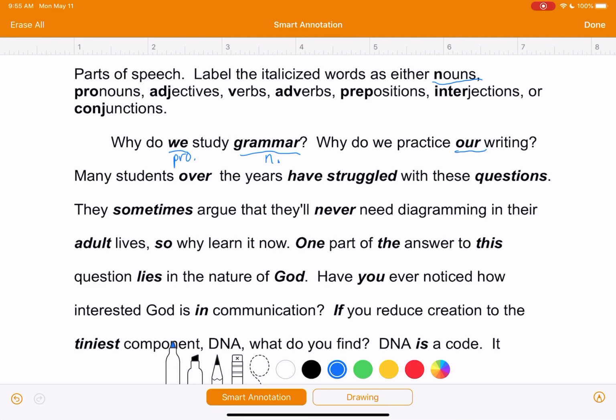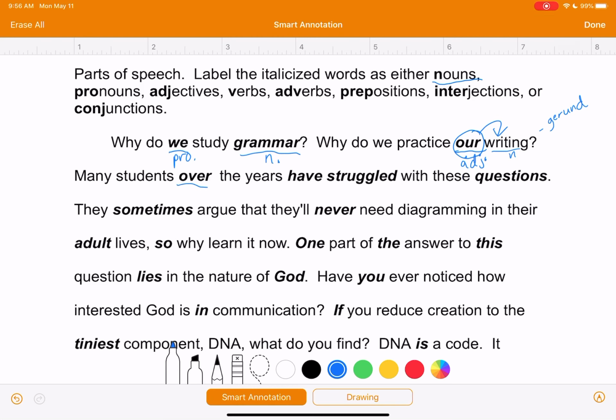Okay, why do we practice our writing? A lot of times when you're trying to figure out what a word is doing, look at the words nearby. Is this word modifying something nearby? Our is telling who's writing. Writing is a noun here. It happens to be a gerund. Remember, gerunds are verb forms that are acting as some other thing, gerunds specifically act as nouns. So our writing tells who's writing. Anything that modifies a noun or a pronoun is labeled adjective. So that's an adjective.